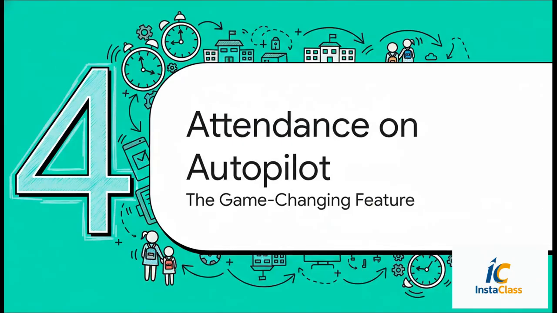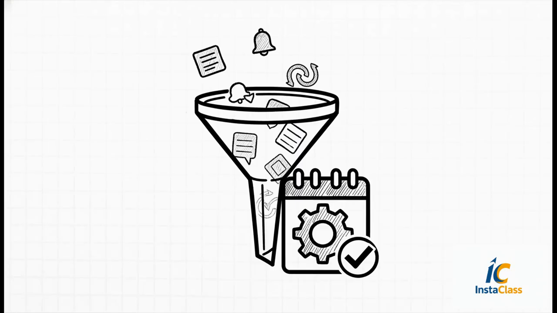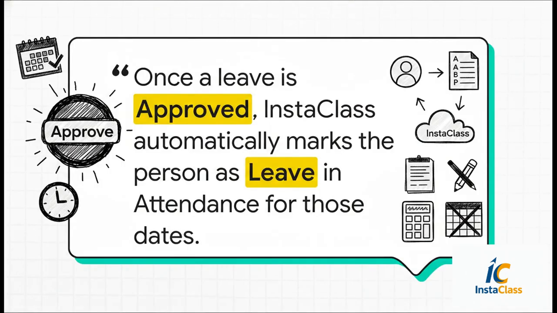Okay, now we get to the feature that really ties this whole system together and makes it so incredibly powerful. This is the part that completely changes the game, putting attendance on autopilot. Seriously, all the other features we've talked about are designed to lead right up to this one game-changing function. And there it is. The second a teacher clicks Approve on a leave request, InstaClass automatically goes into the attendance records and marks that person as on leave for those specific dates. No manual data entry, no forgetting to update the spreadsheet, no chance for human error.